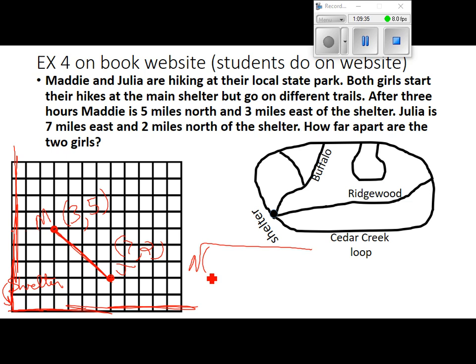What's my x's this time? 3 and 7, so 7 minus 3. What's my y coordinates? 5 and 2. Punch all that in and tell me what that comes out to before you take the square root. Is that right? 25, anybody else get 25? What's the square root of 25? Comes out even, doesn't it? How far apart are they? 5 miles.